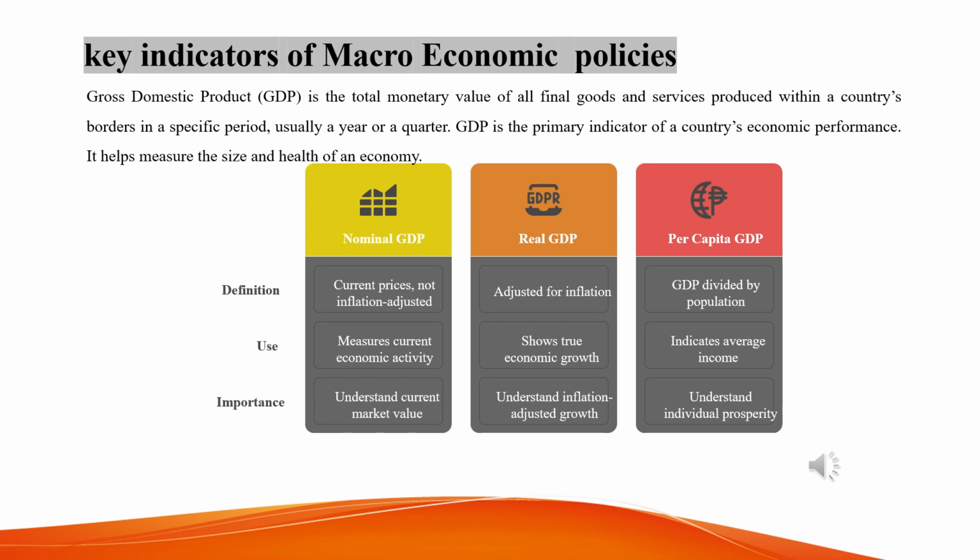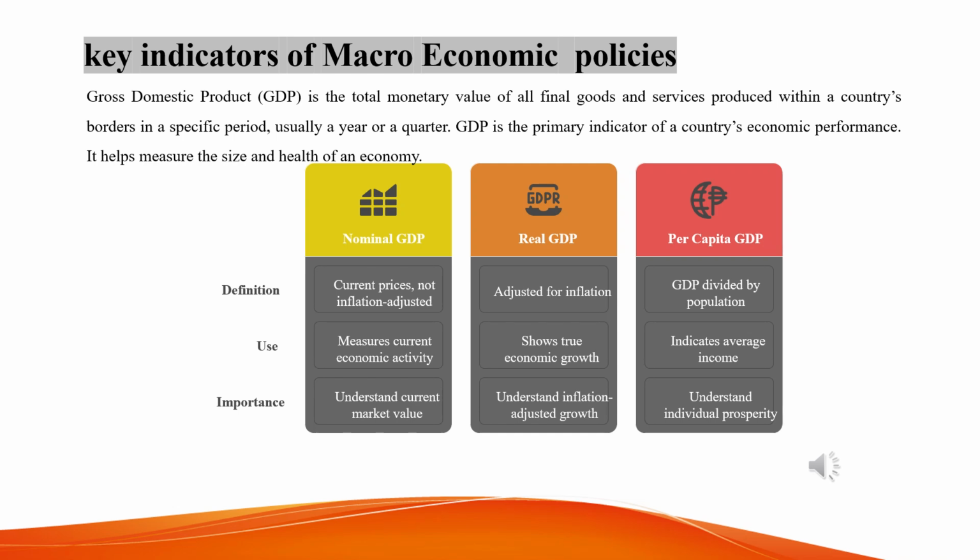Key indicators of macroeconomic policy. Now let's start with the first indicator, that is gross domestic product. It is the economic indicator that measures the total monetary value of goods and services produced within a country's borders during a specific period. It is the primary indicator of a country's economic performance. It helps to measure the size and health of an economy.